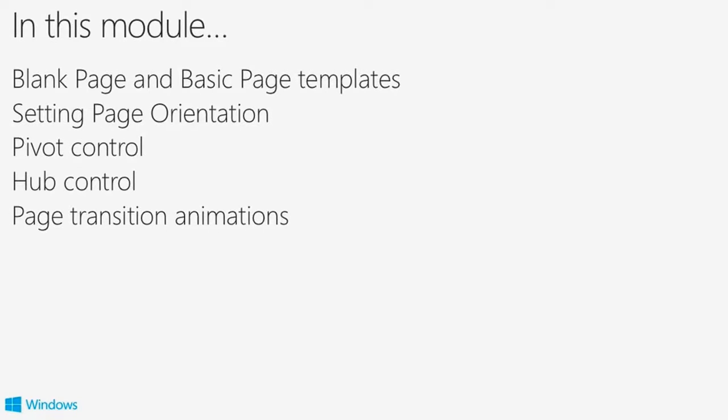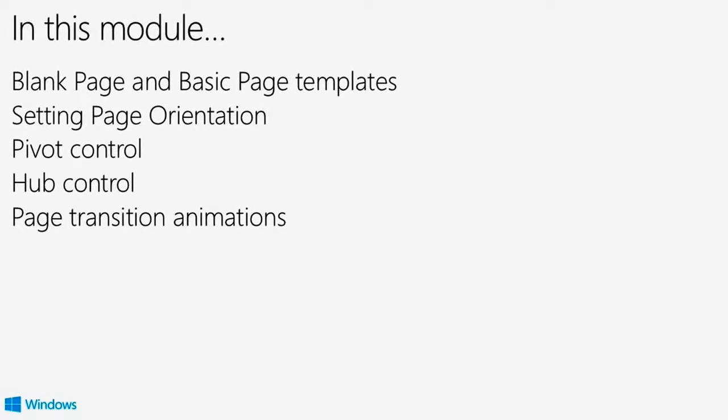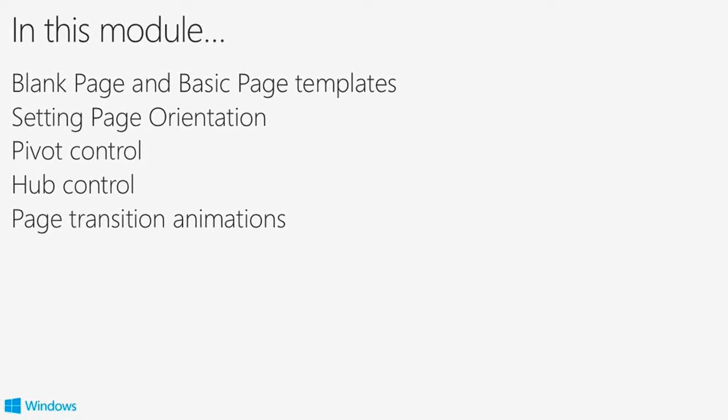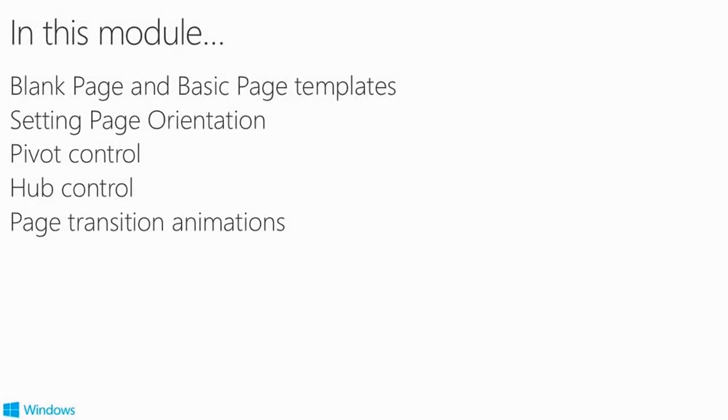So in this one, we're going to just look at the basic templates and then a little bit about how you can control that, setting page orientation. A bit of a look at what the pivot control and hub control give you in terms of the user experience. And then how you can add a little bit of nice quality gloss to how your apps behave. As you've already seen, we've got a lot of great animations out of the box. The controls come out of the box and they look great. But you can do a little bit more about manipulating the way they behave and some of what they look like. So we'll look at that.